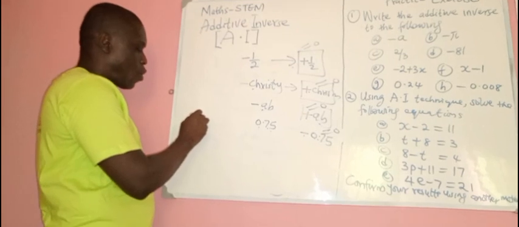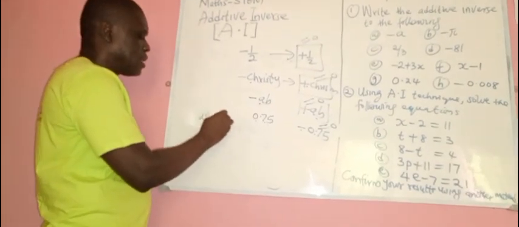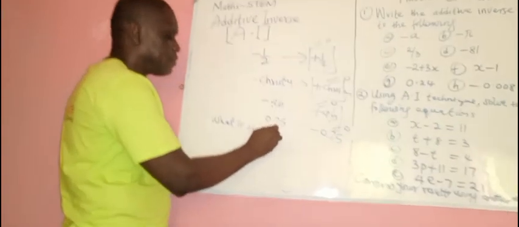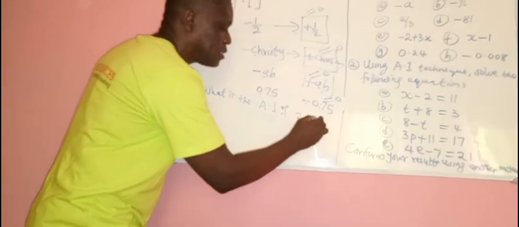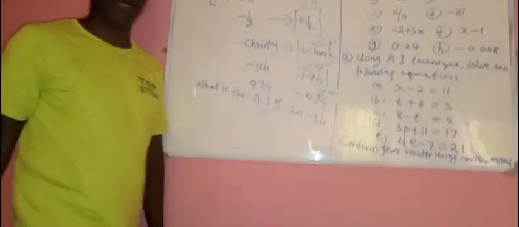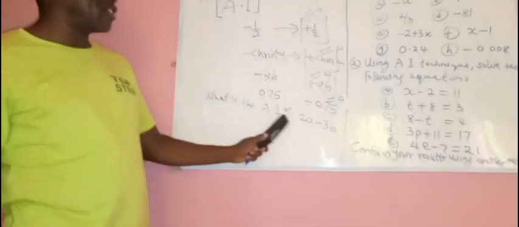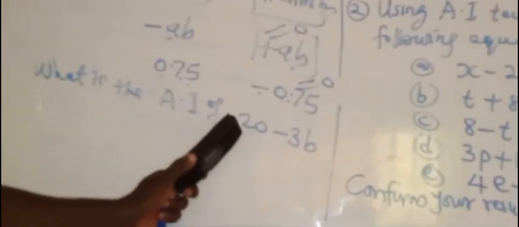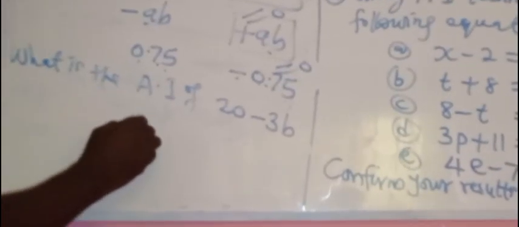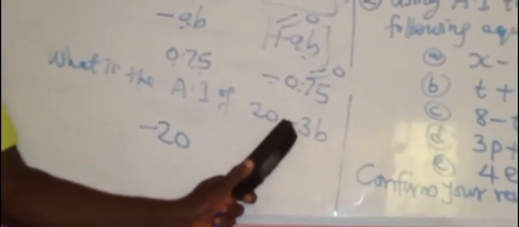Look at this. What is the additive inverse of 20 minus 3b? Now look at this. You have to look at the sign. What sign is in front of this 20? Plus. You will change it to minus. What sign is in front of this minus 3b? Again, minus, you change it to plus. So this is the answer.